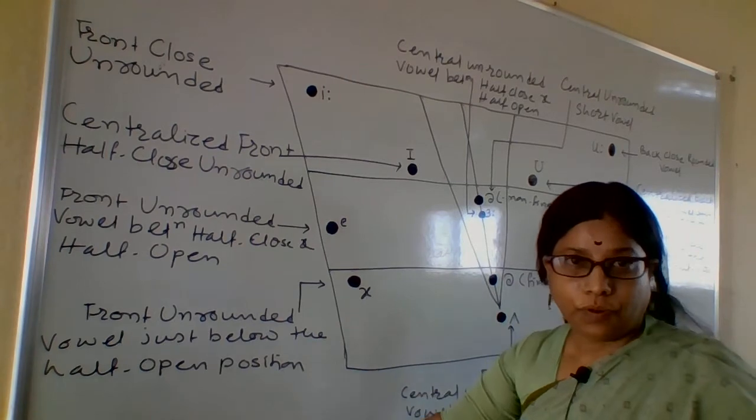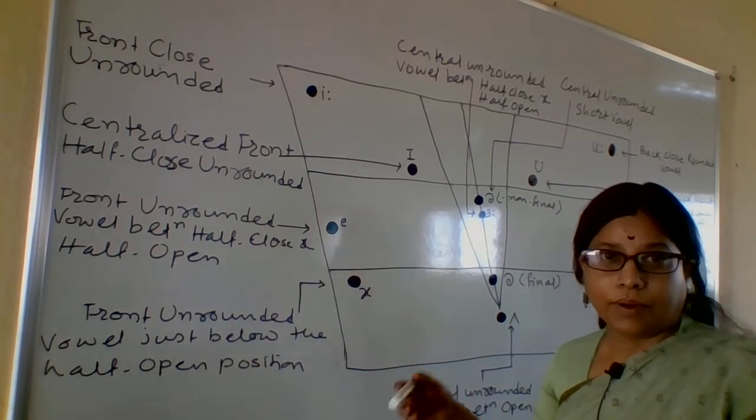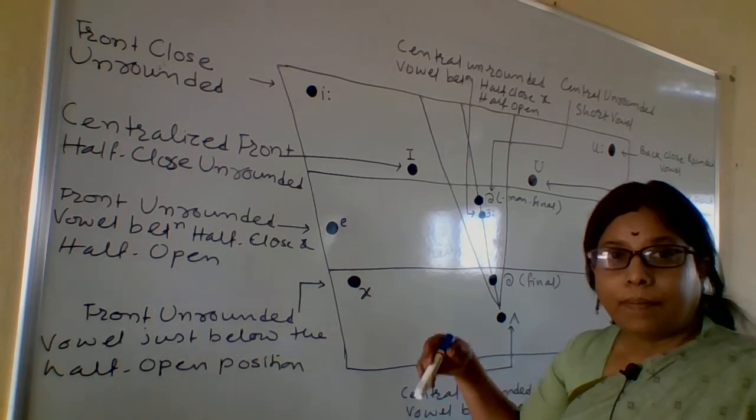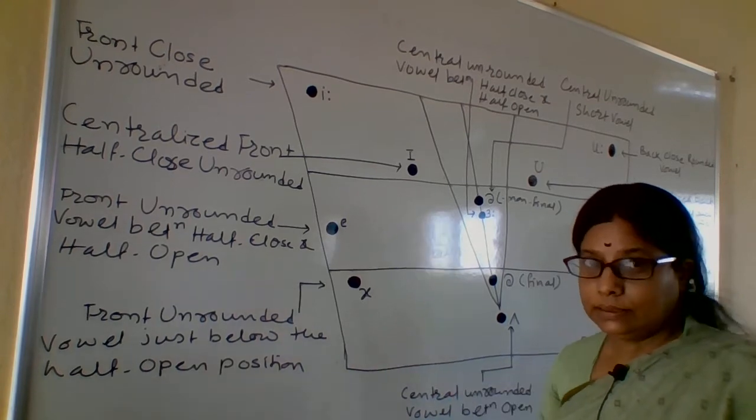So these are the four three-term labels given to these vowels depending upon the position of the lips, the part of the tongue that is raised, and the height of the tongue to which that part is raised.